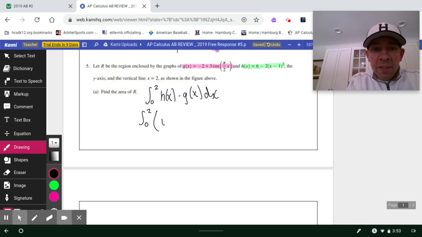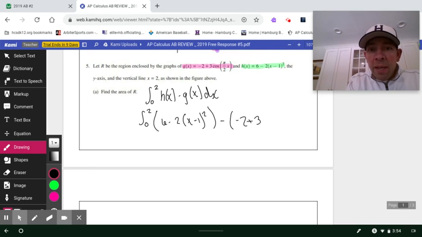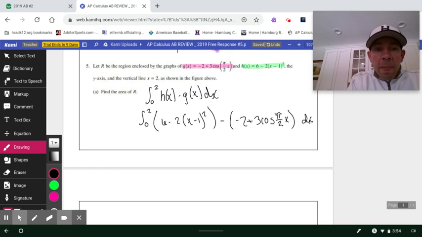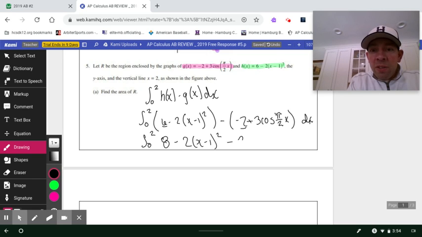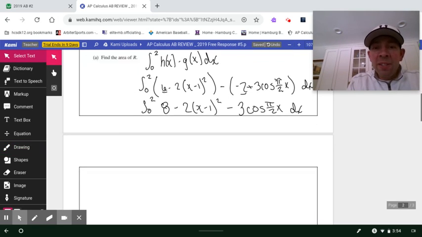All right, so the integral from 0 to 2, I'm going to write these functions out. So h is going to be 6 minus 2 quantity x minus 1 squared, minus the g of x function. And I'm going to be really careful to distribute this negative sign, and you'll probably see me combine like terms. So I'm thinking, okay, let's do the integral from 0 to 2 of 8, that's combining the 6 and this 2, minus 2 quantity x minus 1 squared, minus 3 cosine of pi over 2x dx.